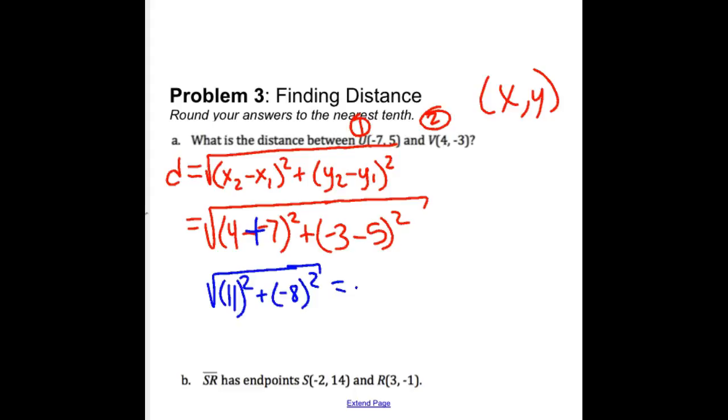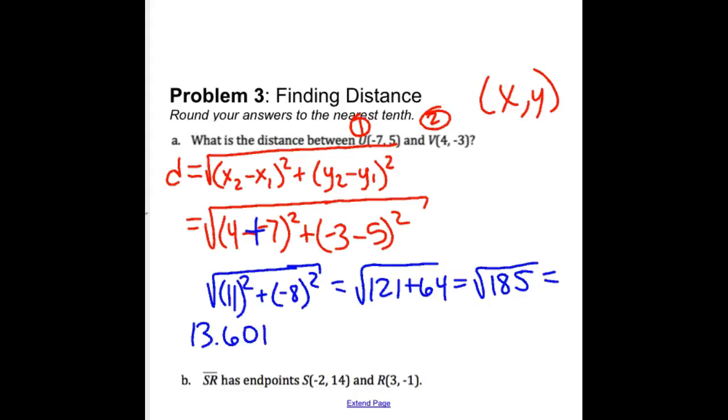11 squared is 121. -8 squared is the same as 8 squared. That's 64. Add them up. We get the square root of 185. Now I would get out my calculator and type that in. If you type that in, you're going to get something about 13.601, which is about 13.6 units. The reason I rounded is it says to the nearest tenth in the directions.